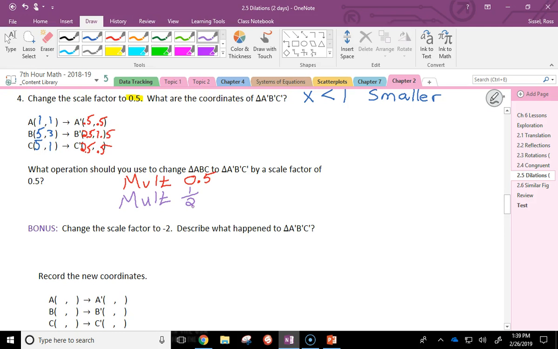Now, instead of multiplying by half, you could have also divided by 2. Taking a half of something is the same as dividing by 2. All three of these are all equivalent. Times by 0.5, times by 1/2, divided by 2. You need to get comfortable with those. The biggest thing was we multiplied by our scale factor. Our scale factor was 0.5, so we multiplied by it.